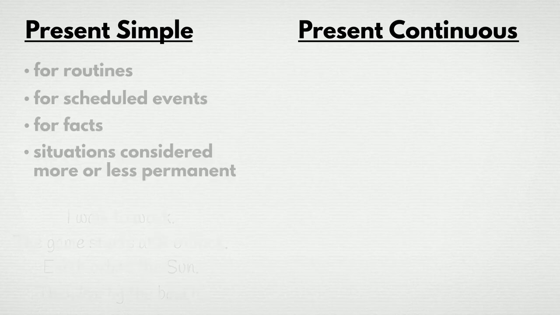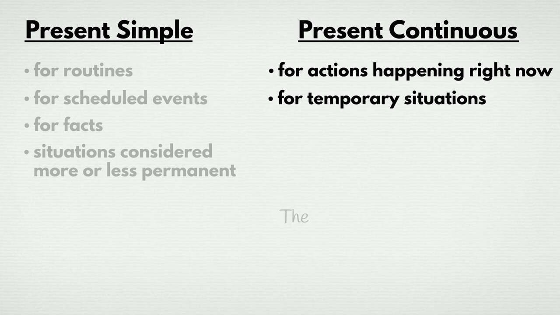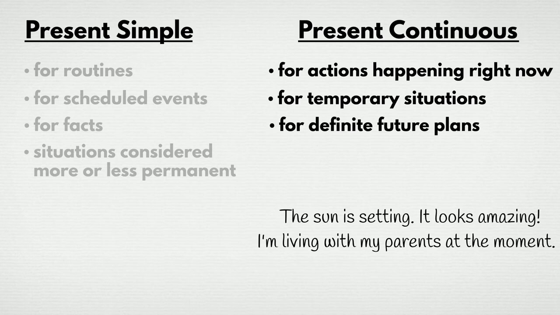Present continuous is used for actions that are happening right now and for temporary situations. For example, the sun is setting, it looks amazing. And I'm living with my parents at the moment. It can also be used for definite future plans, such as, we're meeting the new boss tomorrow.